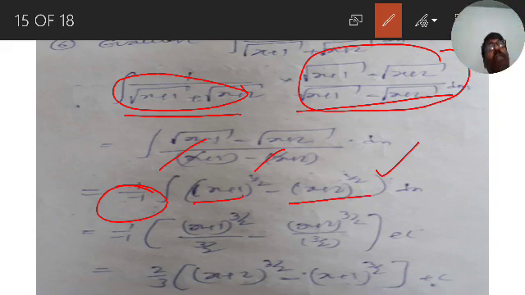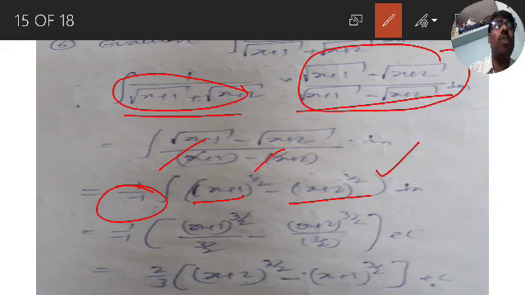X to the power of n. Integration of x to the power of n is x to the power of n plus 1 by n plus 1. Now integration of x plus 1 whole power of 1 by 2. What is the x coefficient? The x coefficient is 1. So 1 by a, that is 1 only.